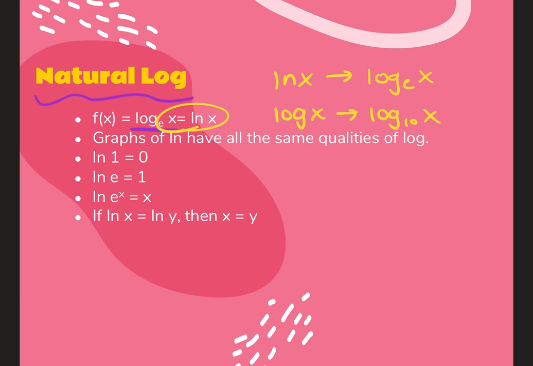What was e? Approximately what? Do you remember? Ooh, very close. 2.7, okay? So if I was to graph ln or graph log base e, it's going to look a lot like log base 3 of x. All the same rules apply.